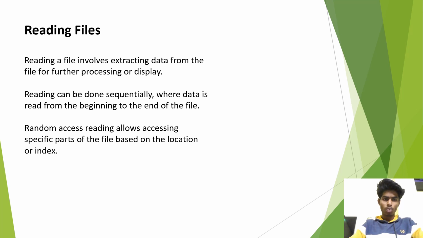Now we are discussing reading files. Reading a file involves extracting data from the file for further processing or display. Reading can be done sequentially, where data is read from the beginning to the end of the file. Random access reading allows accessing specific parts of the file based on the location or index.